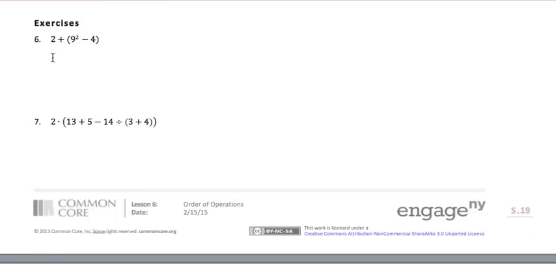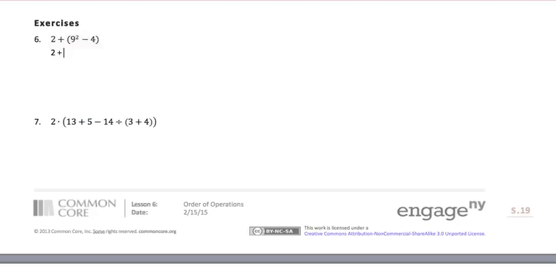In exercise 6, we have 2 plus the quantity 9 squared minus 4. Remember, we do what's inside the parentheses first. And inside the parentheses, there are exponents and subtraction. So we also have to follow the order of operations inside the parentheses.